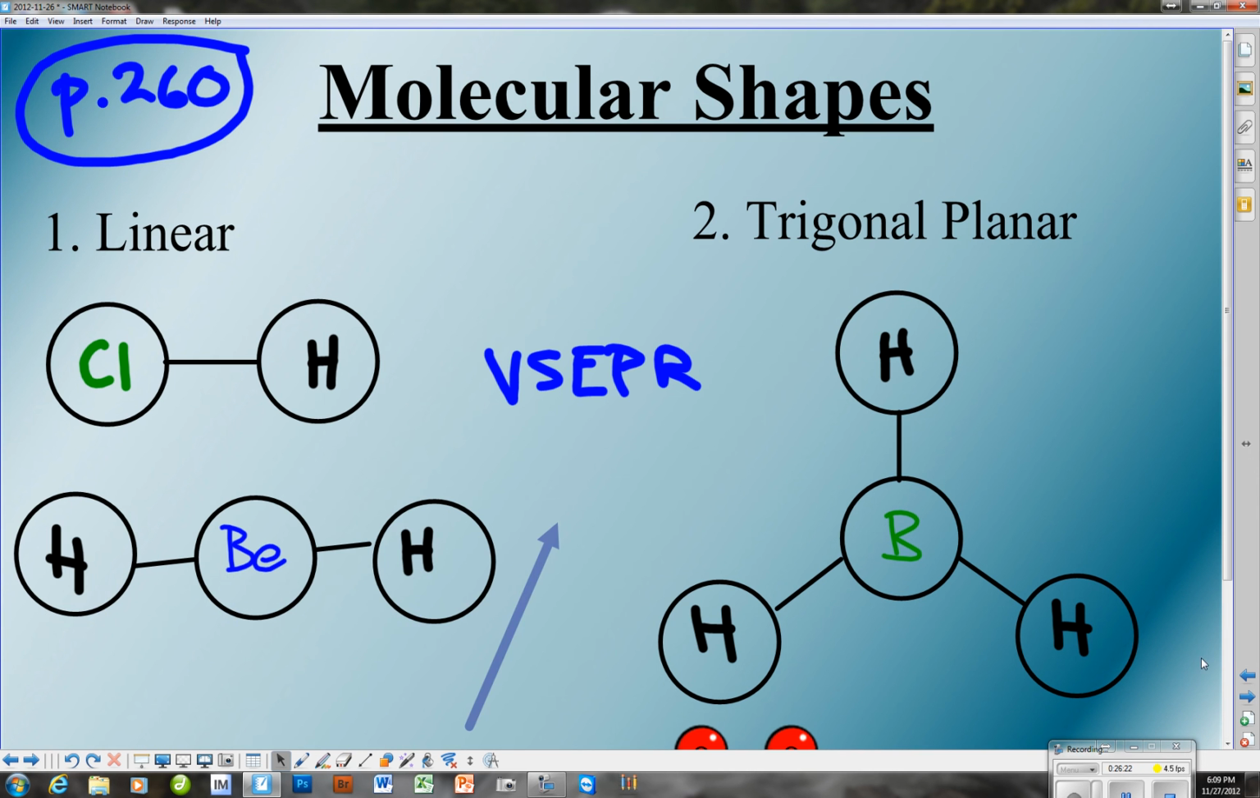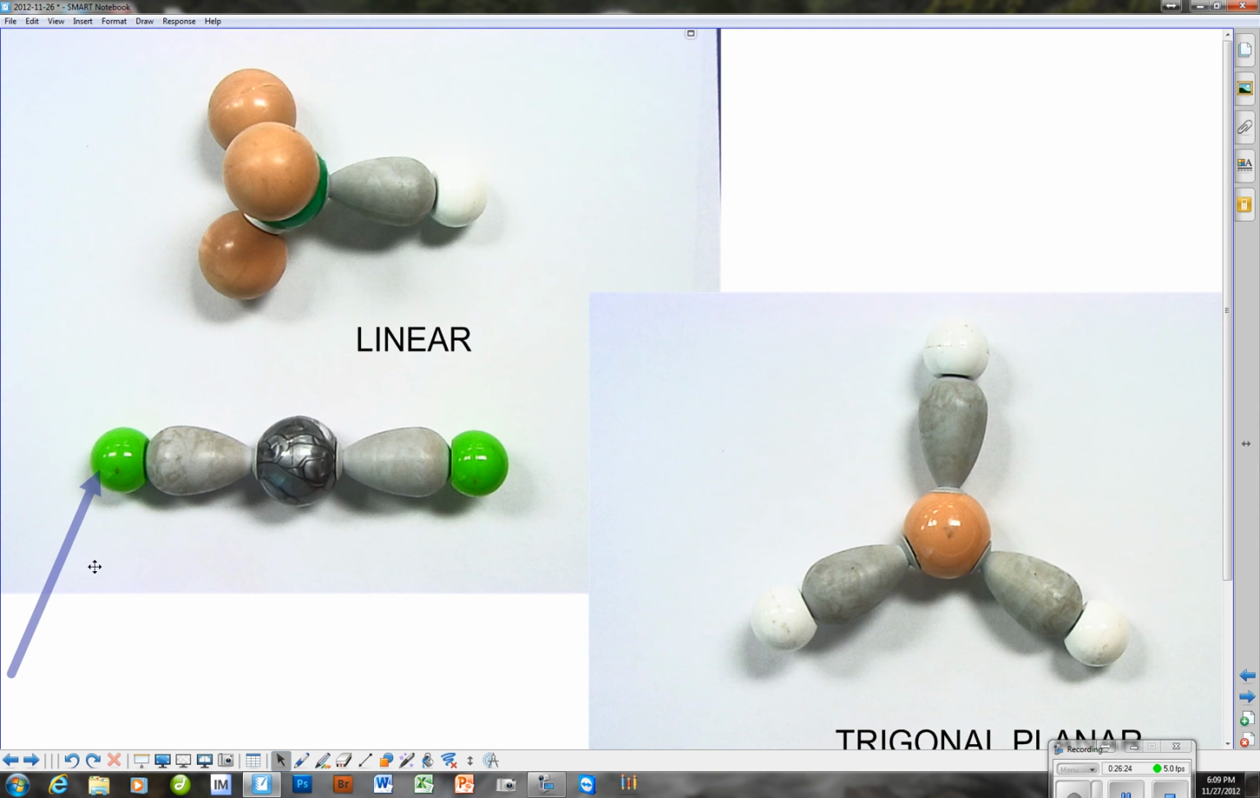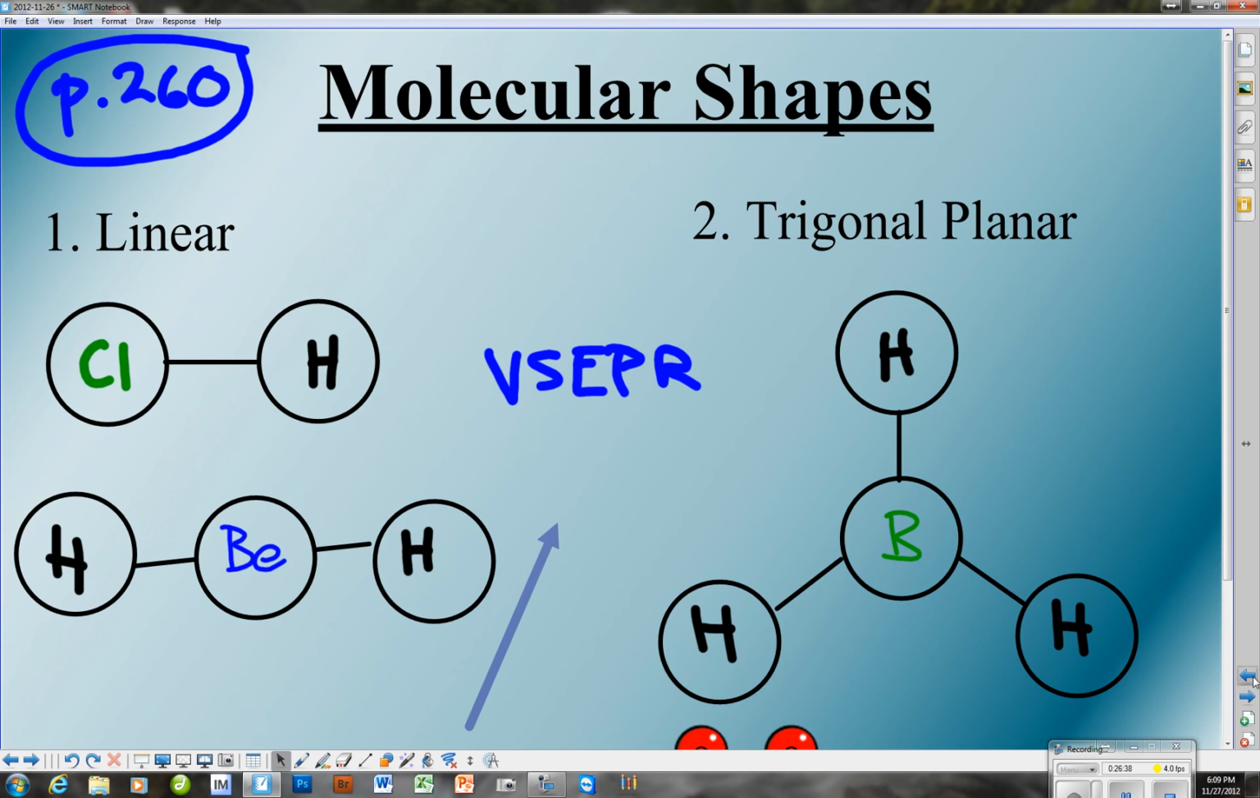And so if we take this guy right here for a beryllium atom with 2 hydrogens on either end, we can see the comparison between an actual model and the way we draw them. Now here's a VSEPR trigonal planar over here. VSEPR is valence shell electron pair repulsion. And so trigonal planar is like boron in the middle, who's an exception, and hydrogens around him.